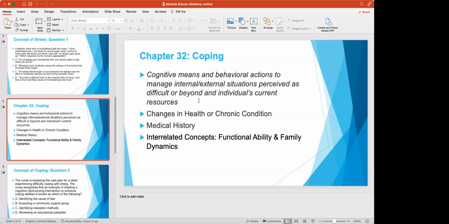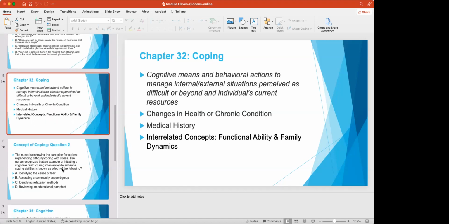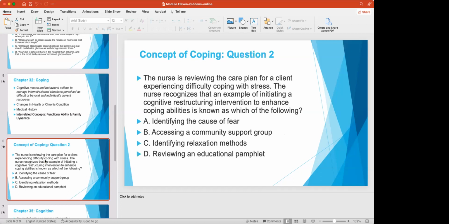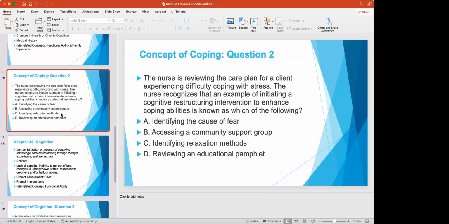Obtaining a thorough medical history if possible, assessing their daily activities, sleeping patterns, eating patterns, drug and alcohol use, and if not available, then using the RADAR tool. The same interrelated concepts that are affected in delirium, functional ability and family dynamics, are important with this concept. And that's it for this concept. So here's question 2 regarding the concept of coping.